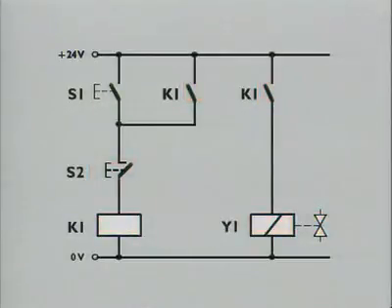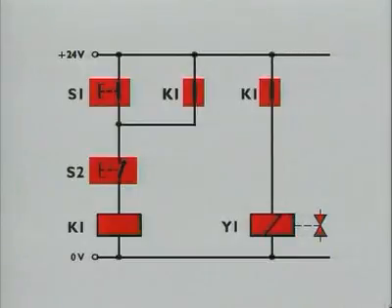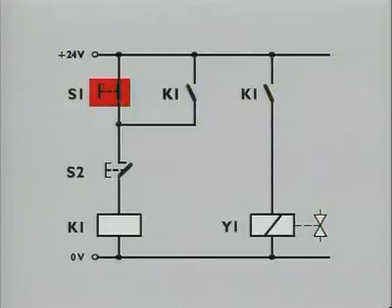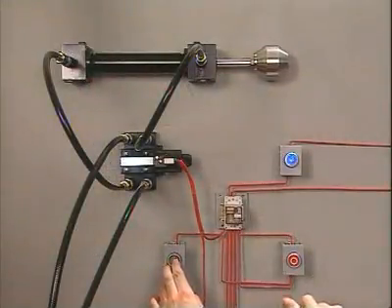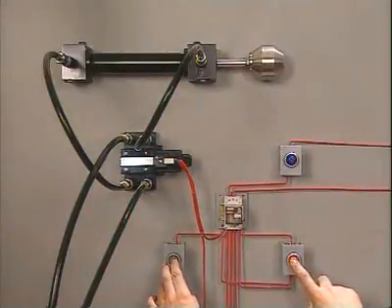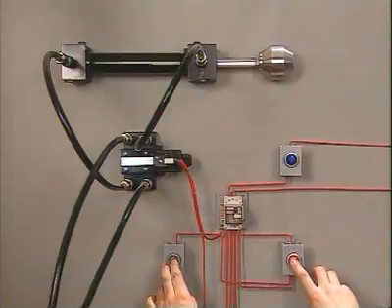This means that the circuit is interrupted if S2 is pressed, regardless of the position of S1. This is called a dominant off latch. Here the cylinder retracts immediately if the off signal is given, even if the on signal is still present. Machines may require this kind of latch for safety reasons.